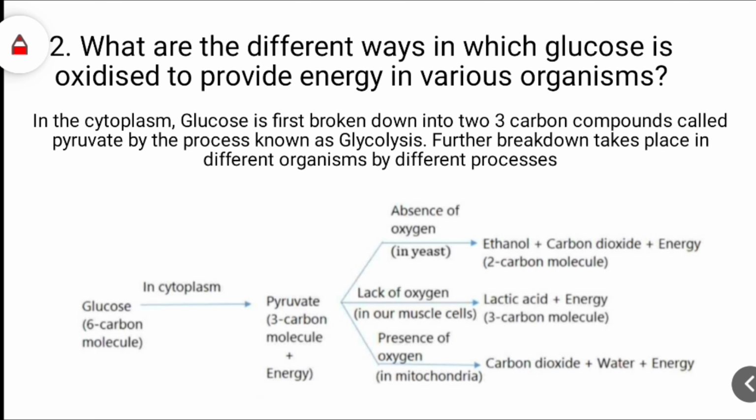Number 2 is, what are the different ways in which glucose is oxidized to provide energy in various organisms? In the cytoplasm, glucose is first broken down into 3 carbon compounds called pyruvate by the process known as glycolysis. Further breakdown takes place in different organisms by different processes. The diagram is there.